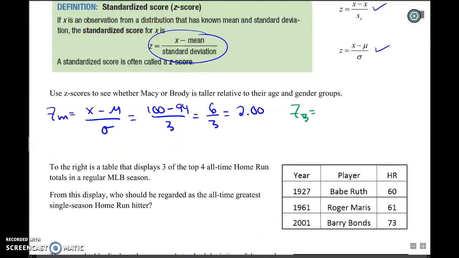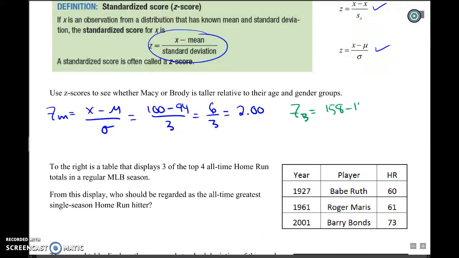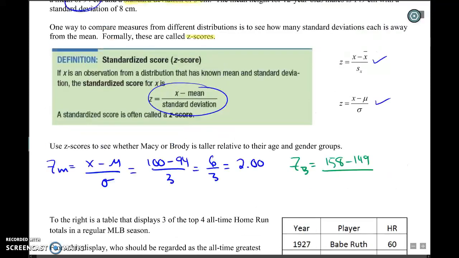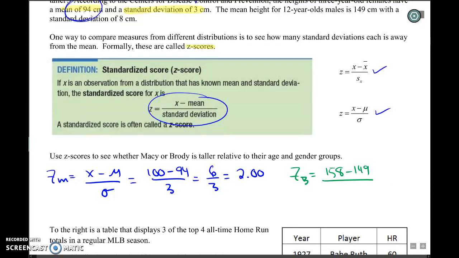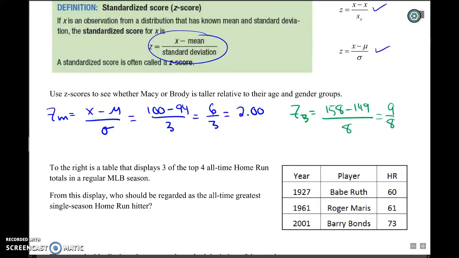Brody was 158 minus 149, over 8. That is 9 over 8. And we usually put these in as decimals. That's 1 and 1/8, so it's 1.125. So Brody is 1.1 standard deviations above the mean, but his sister is 2 standard deviations above the mean. So that means Macy is taller relative to her comparison group than Brody is relative to his, because she's more standard deviations above the mean.